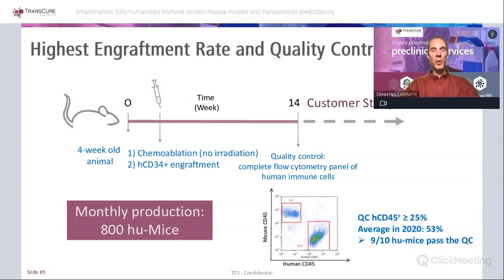Before going to what can be done with those humanized mice, let me first explain how we humanize those animals and how we have optimized the reconstitution of some lineages. So we start with 4 weeks old animals. We work mostly with NCG coming from Charles River. So we receive those animals, we treat them by chemoablation, using busulfan to make room in the bone marrow.